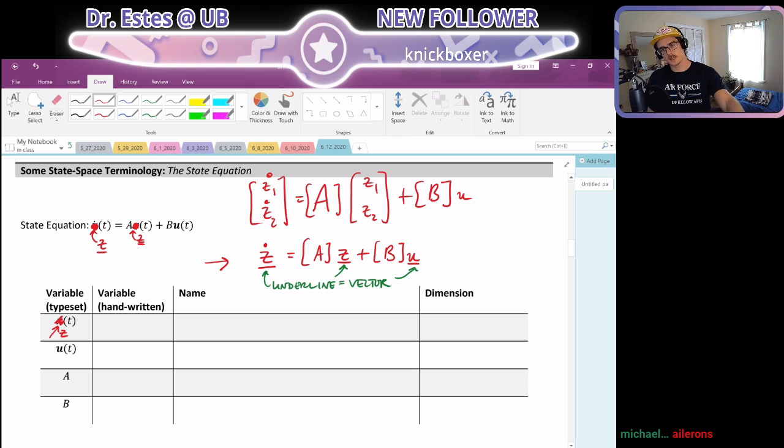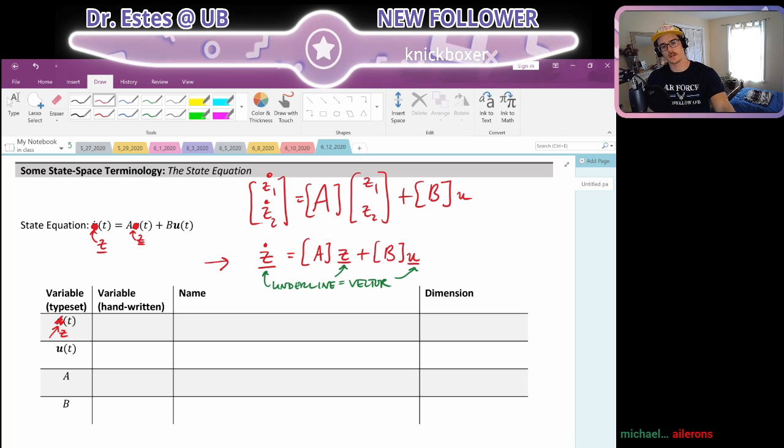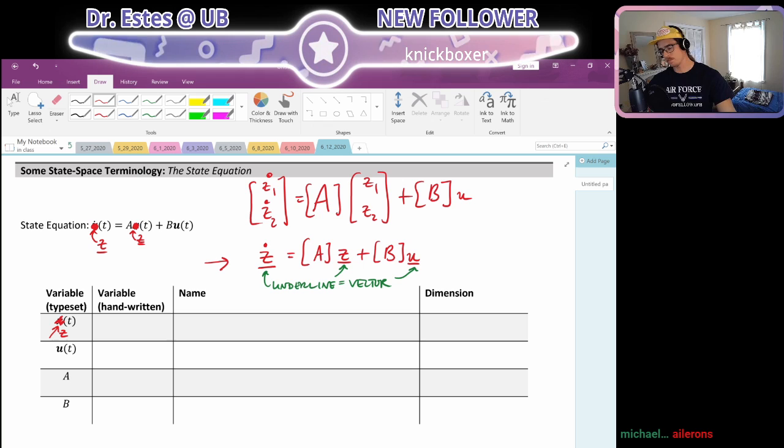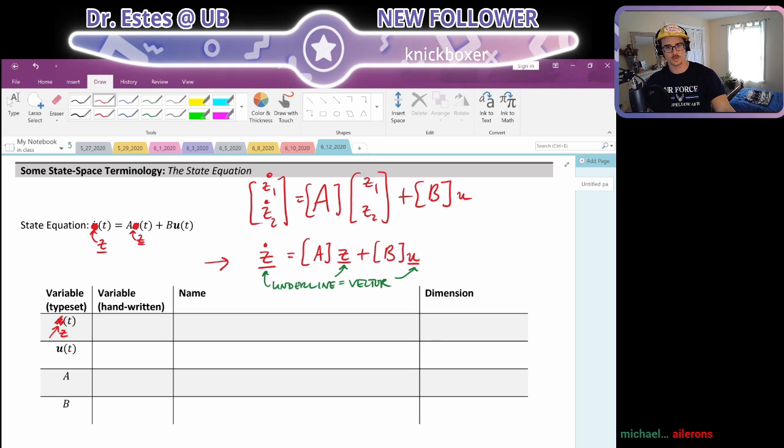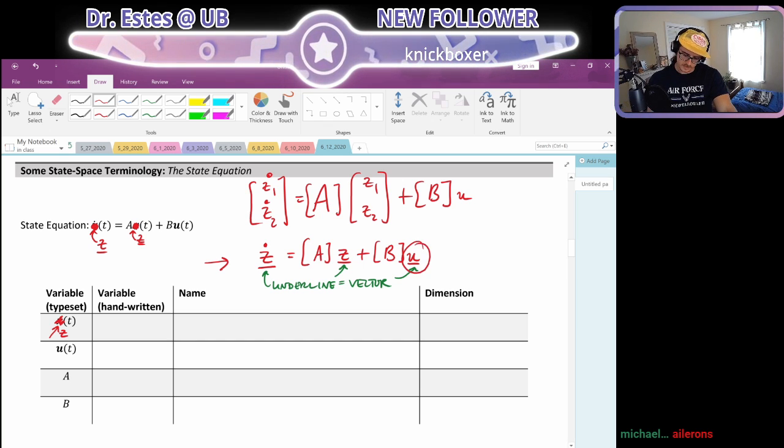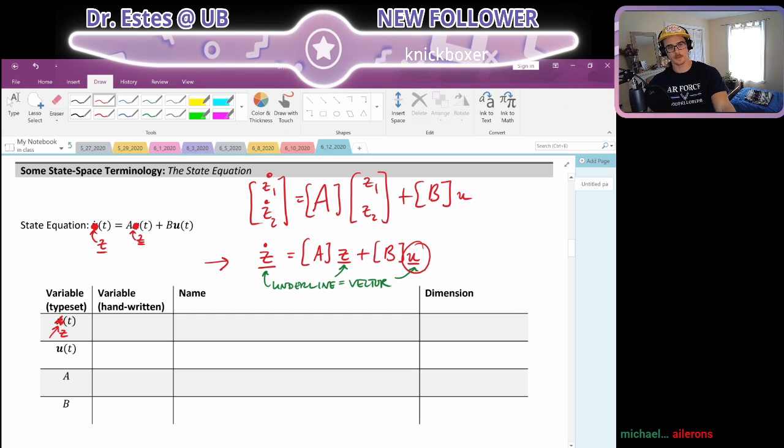Ailerons. Yeah, exactly. Yet another control surface on an airplane. So you have many, many, many control inputs. So this will definitely be a vector for many applications.